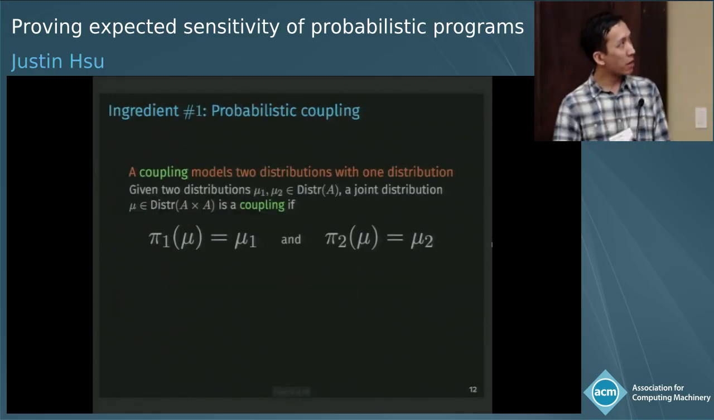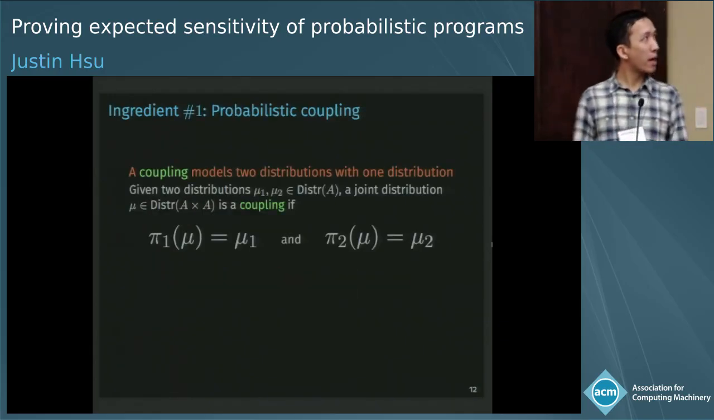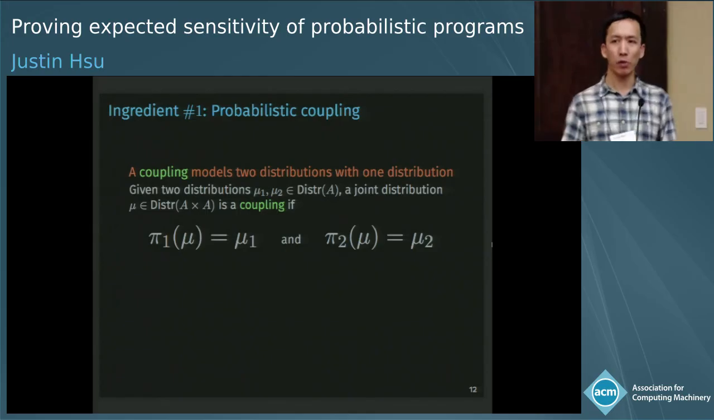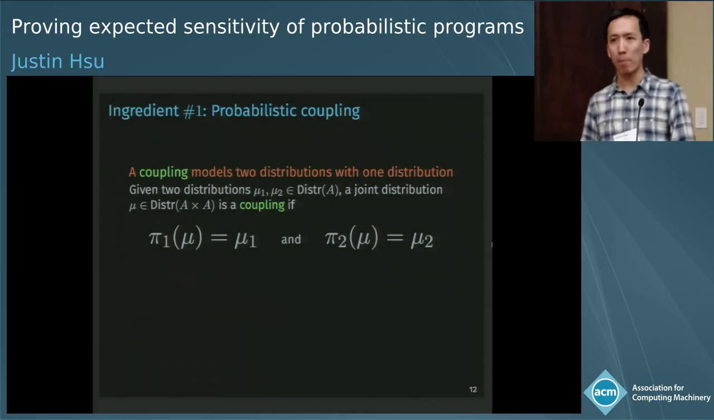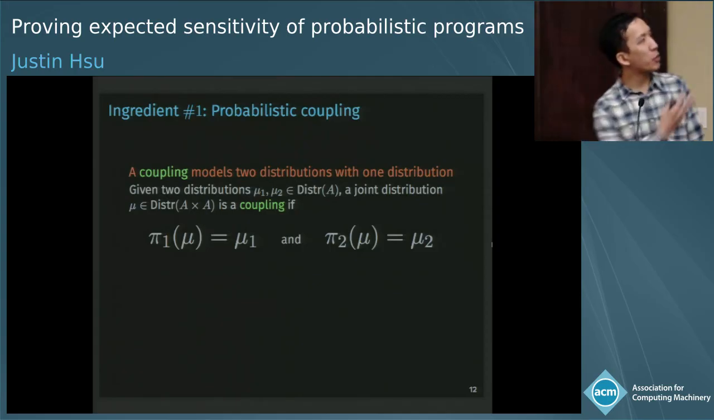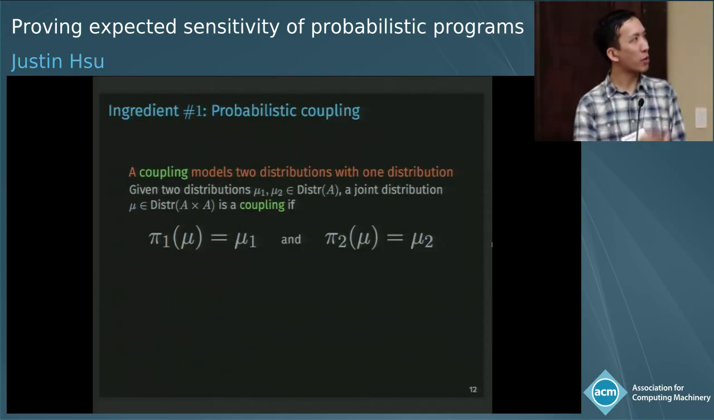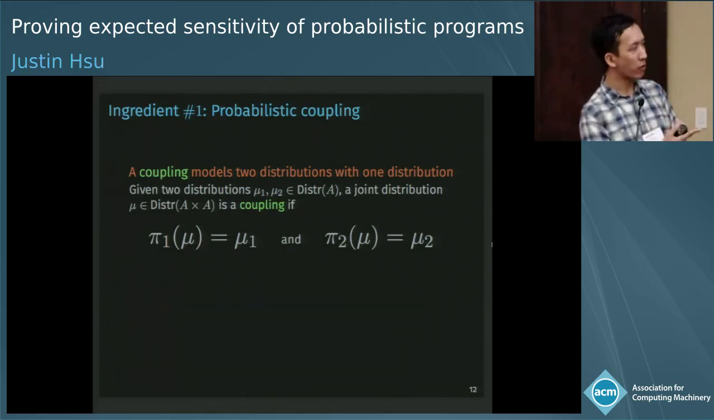The first ingredient is probabilistic couplings, and intuitively, a coupling is a single distribution that models two distributions. So I have two distributions, here the output distributions, and I want to model both of them with a single distribution on pairs. Given two distributions, mu1 and mu2, a joint distribution mu over pairs is a coupling if the first marginal of mu is equal to mu1 and the second marginal of mu is equal to mu2.